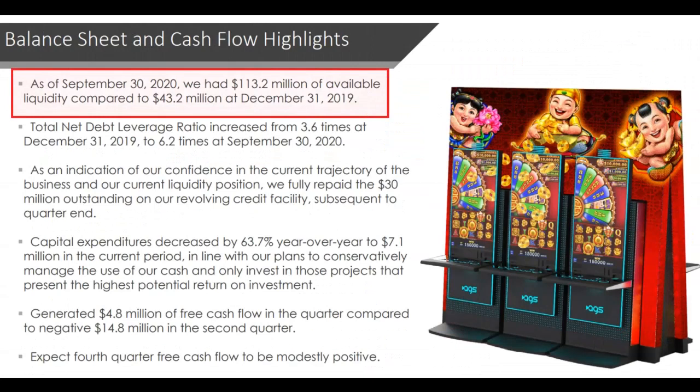Now, if we go over to their balance sheet highlights, it says, as of September 30th, 2020, they had $113.2 million of available liquidity compared to $43.2 million at December 31st of 2019.